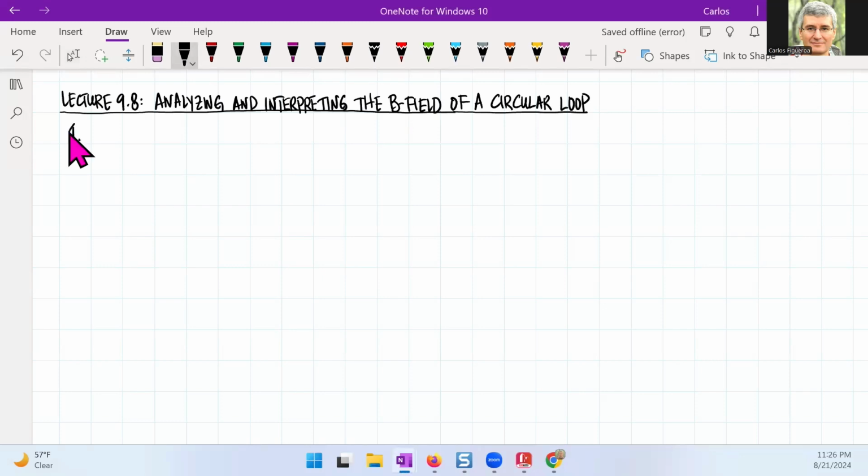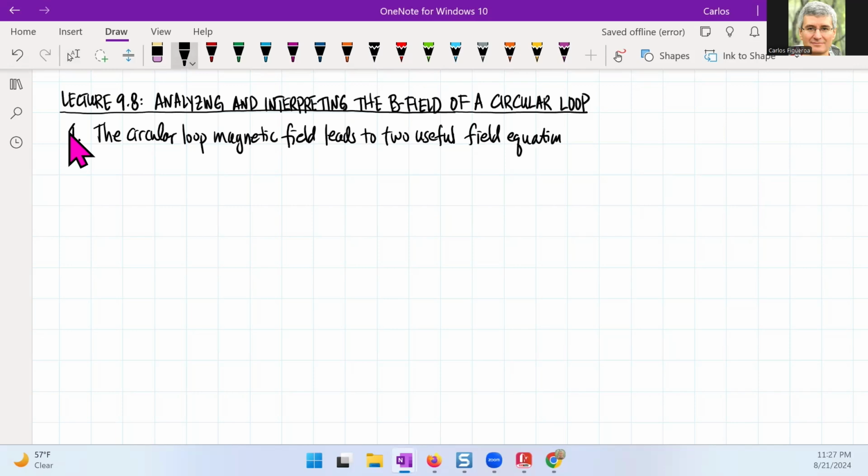The first one is the circular loop magnetic field leads to two useful field equations. One, the most important one, is the circular coil with N turns.